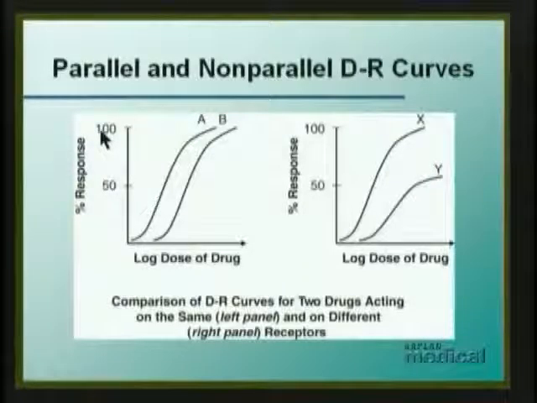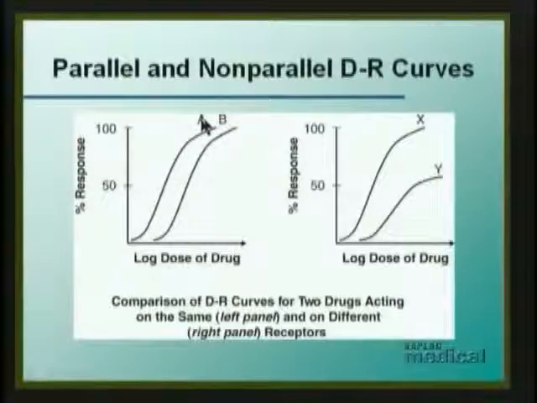In the first diagram, we show you two drugs, drugs A and drug B, and we show you clearly that both drugs, as you increase the dose, eventually cause more and more responses, ultimately giving 100% response. This is what we refer to as a full agonist. A full agonist is a drug that can eventually give 100% response.